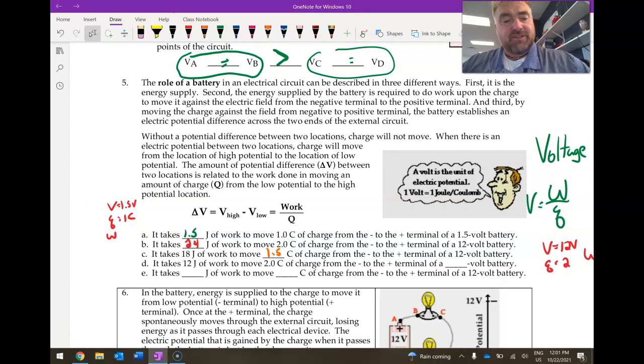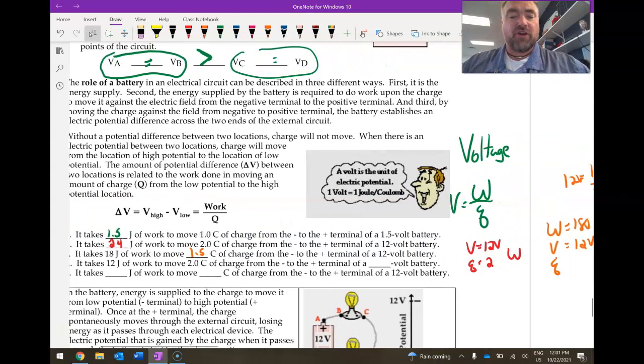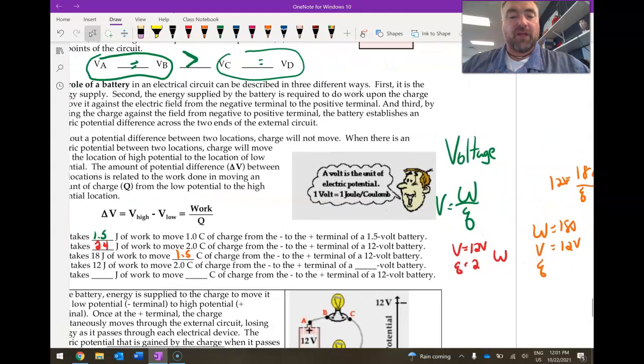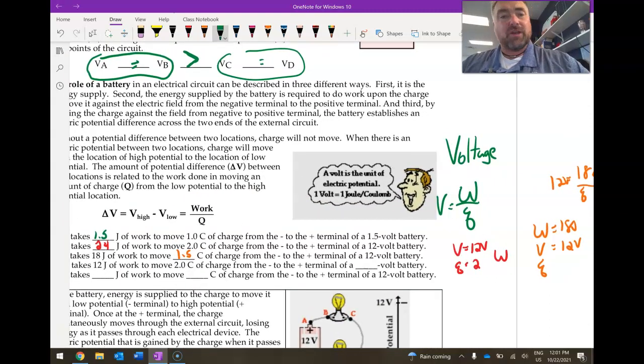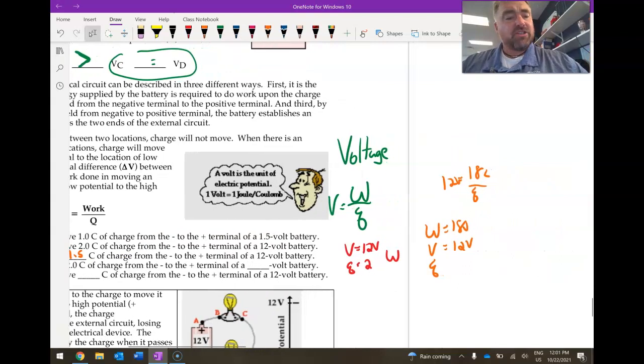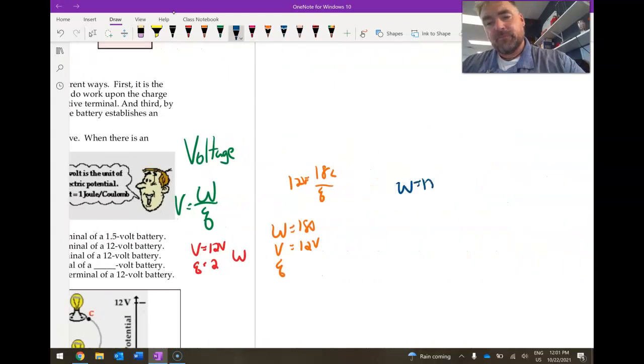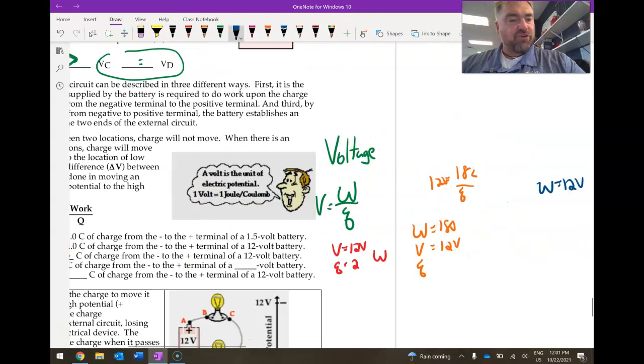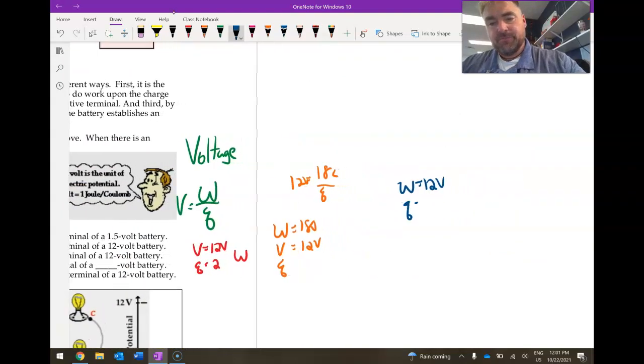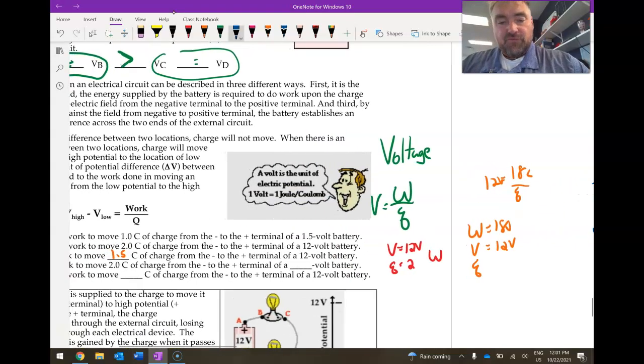The next one, it says it takes 12 joules of work to move 2 coulombs of charge from the negative to the positive terminal of a blank volt battery. So now, and I'll put this back in blue here, we know our W is 12. And we know our charge is 2. And we're looking for the voltage. So V is equal to W over Q. So in this case, it's going to be 6 volts.